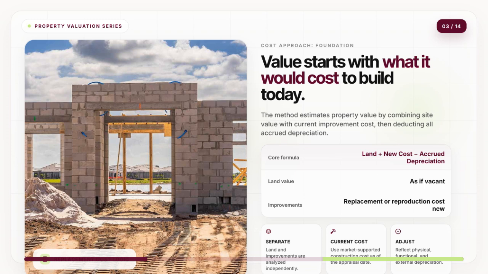The core formula is straightforward. You start with a land value, add the new construction or replacement cost of the improvements, and then subtract the accrued depreciation. It's important that land and improvements are analyzed separately, allowing for a more precise valuation. For the improvements, we use the current cost, which means the market-supported cost of construction as of the appraisal date. After that, adjustments are made to reflect any physical wear and tear, functional obsolescence, or external depreciation factors, ensuring the final value accurately represents the property's current condition and market realities.